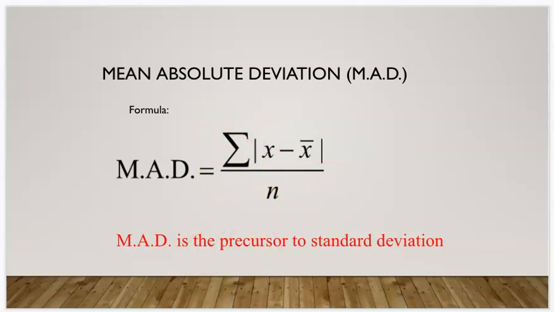So MAD is a precursor to standard deviation that is used in middle schools, and it is a standard in middle school that they're able to calculate and interpret the mean absolute deviation.